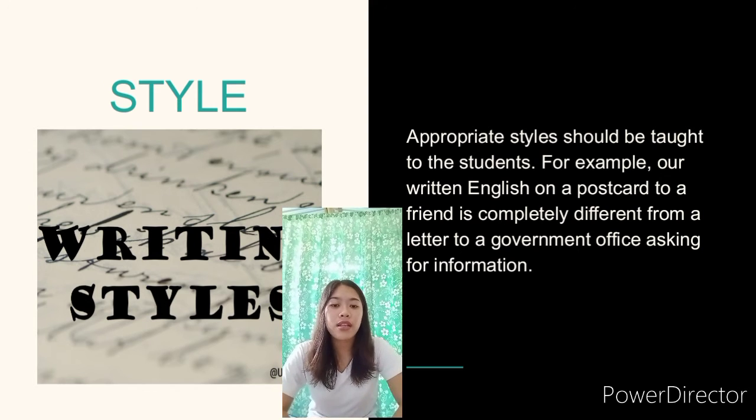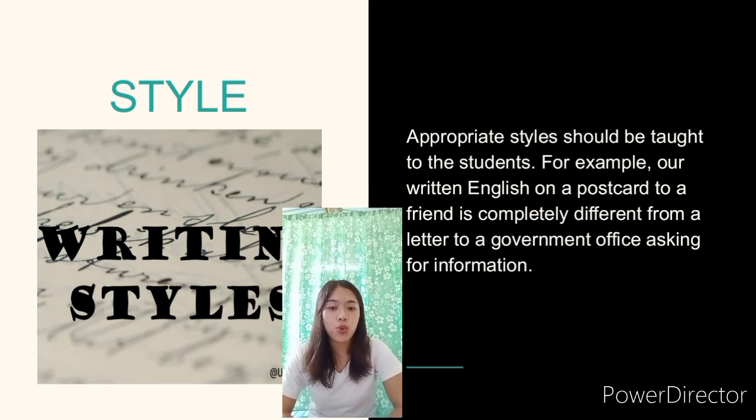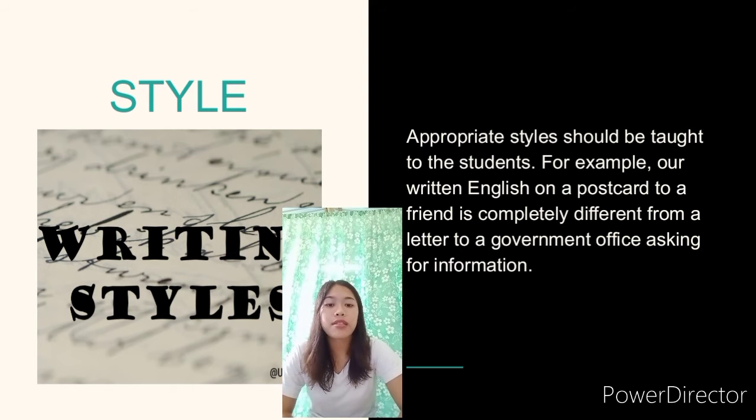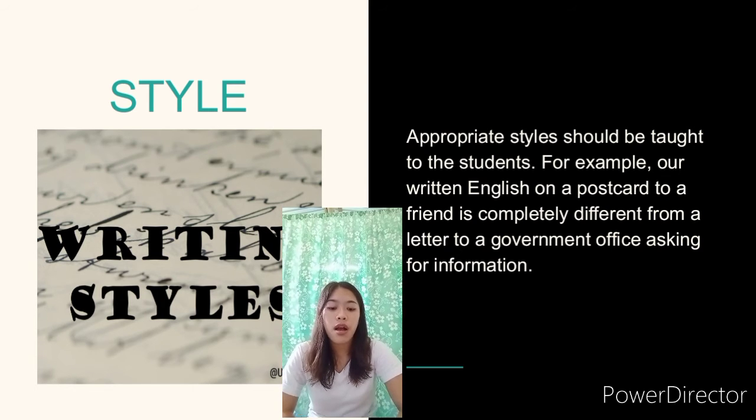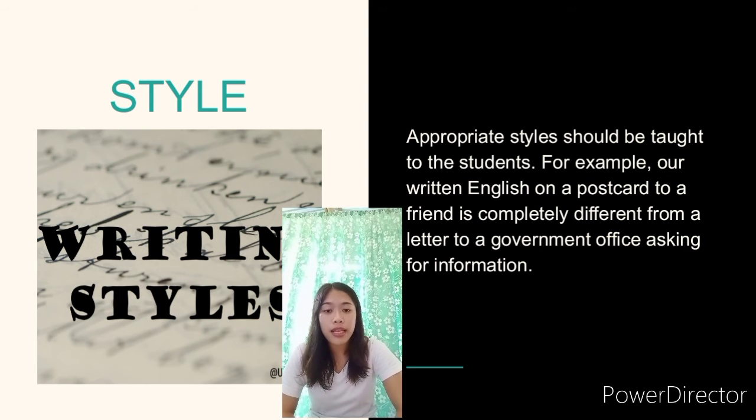When we define writing style in literature, it is the manner of expressing thought in language characteristic of an individual, period, school, or nation. Beyond the elements of grammar, spelling, and punctuation, writing style is the choice of words, sentence structure, and paragraph structure used to convey the meaning effectively.